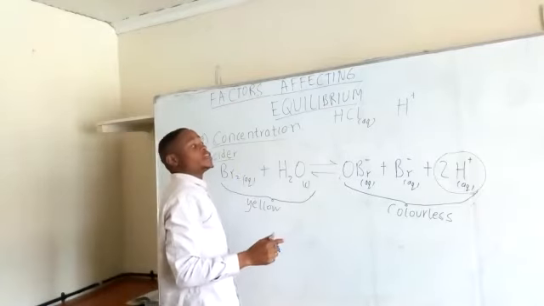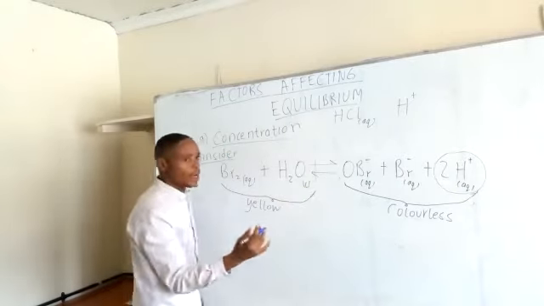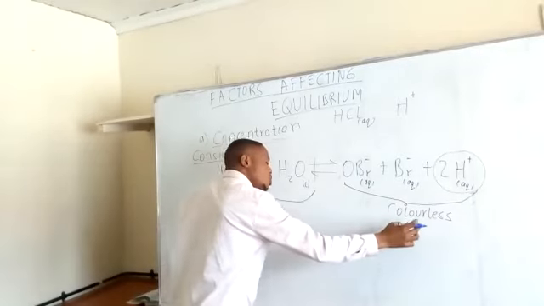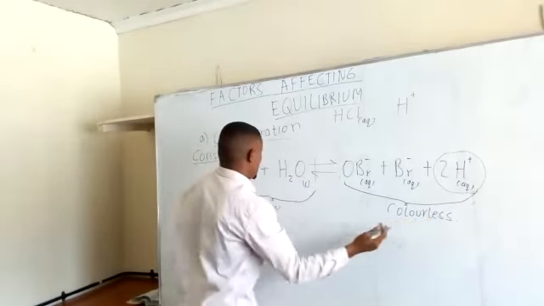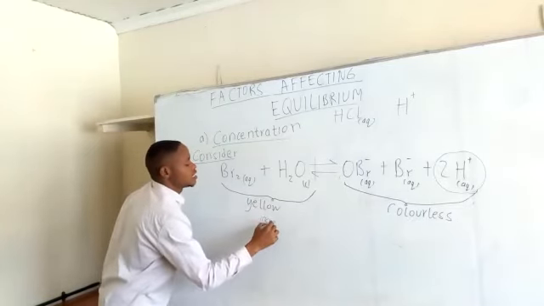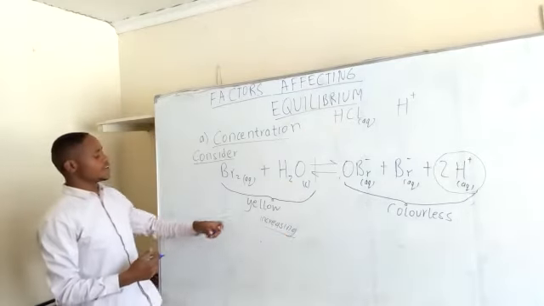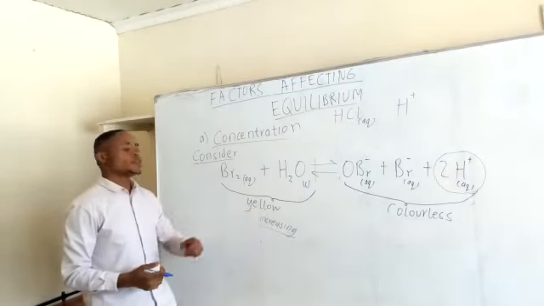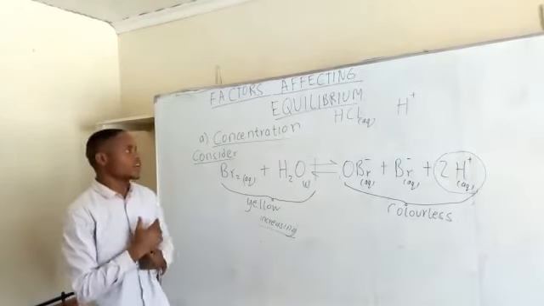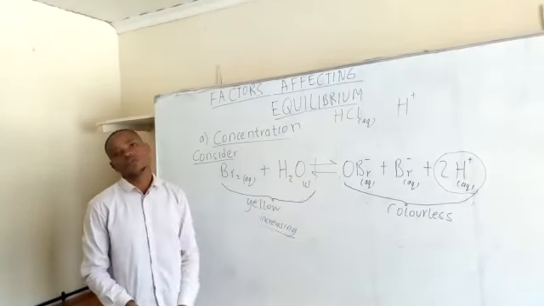So the position of the equilibrium, this time round, will shift towards the left, because the backward reaction is being favored. And we're going to see our solution turning from colorless, and we will see the yellow color intensity increasing. Our solution will start giving us more yellow color. So that's how concentration affects the position of the equilibrium.